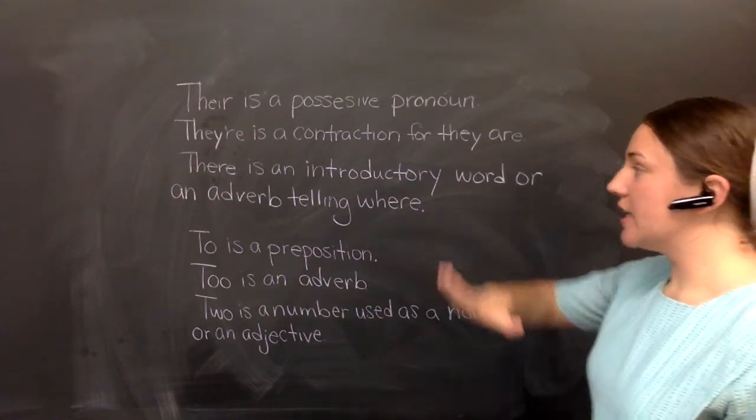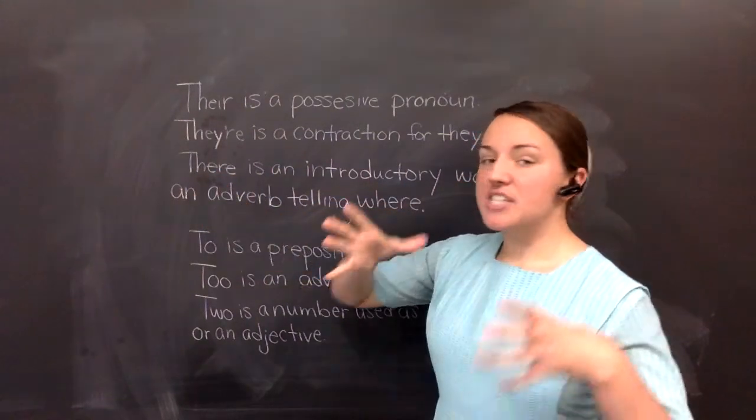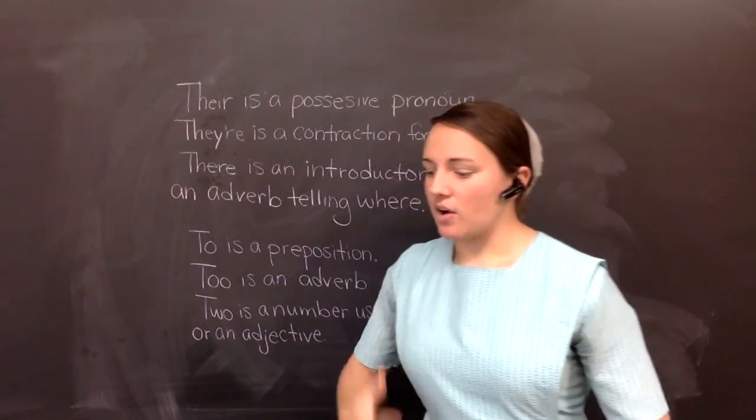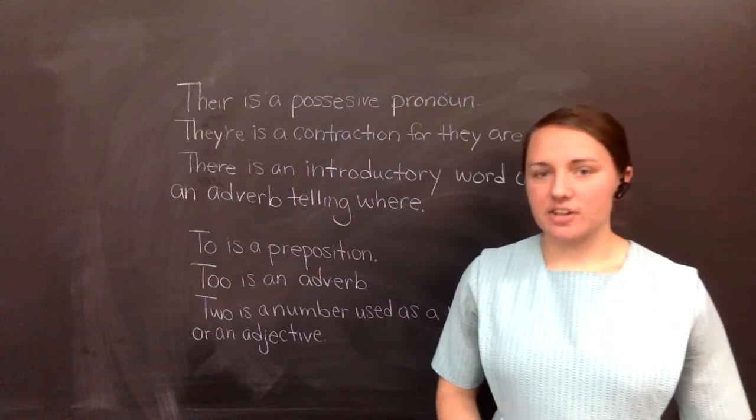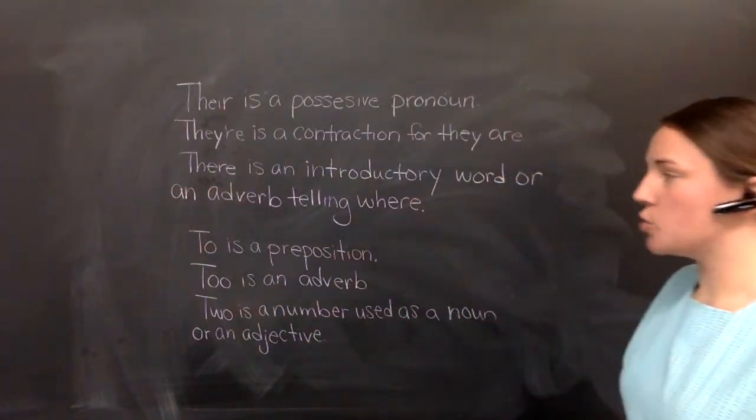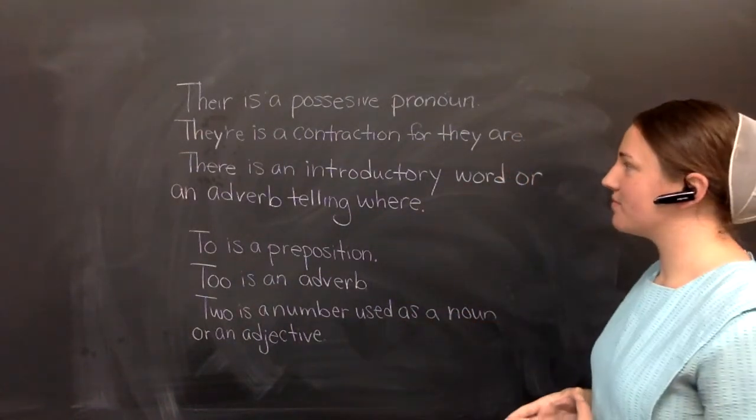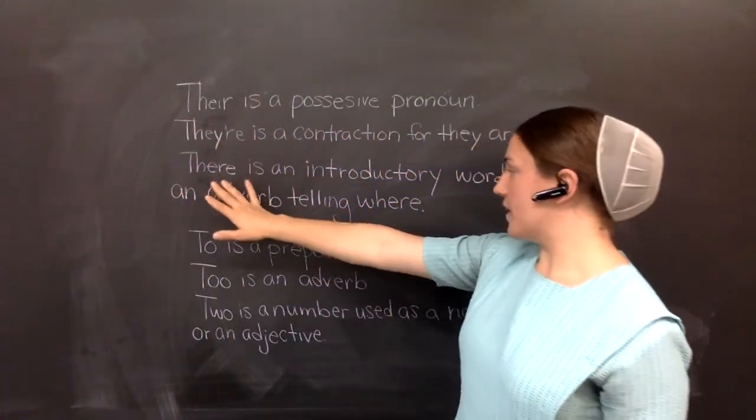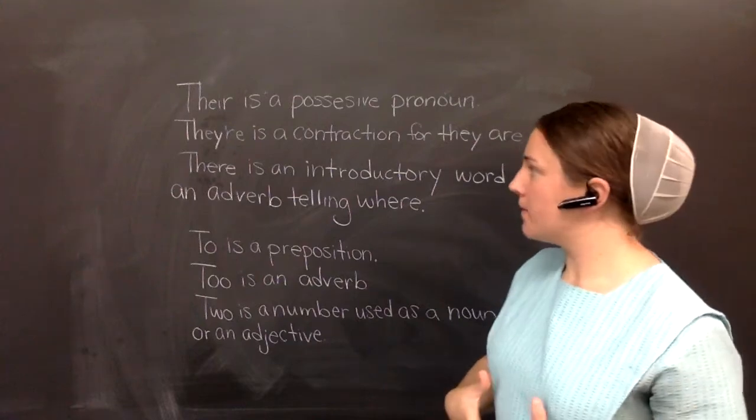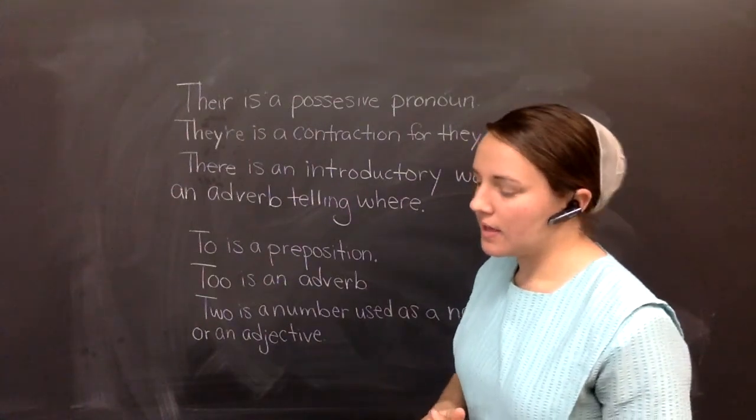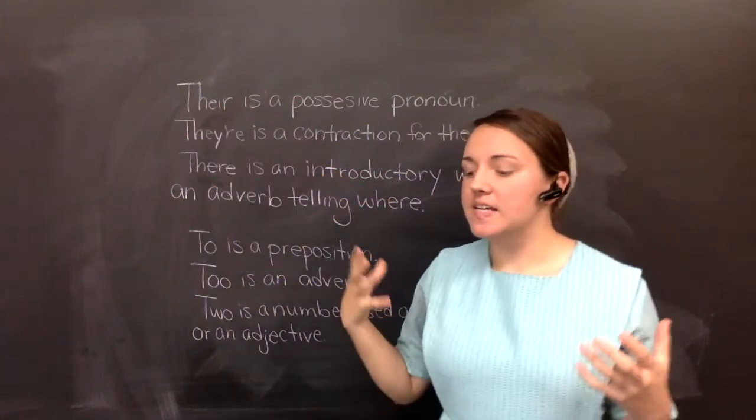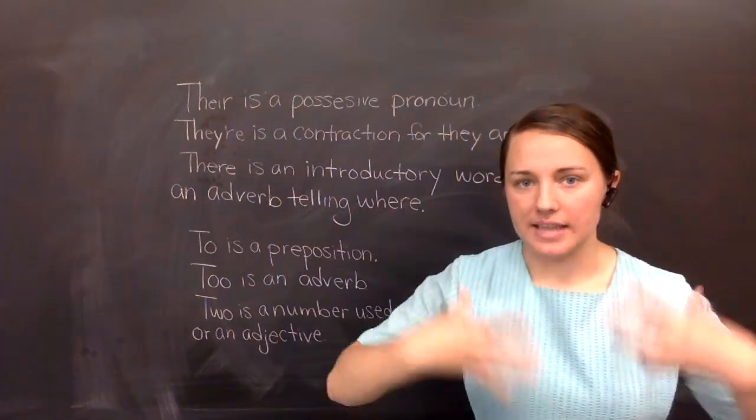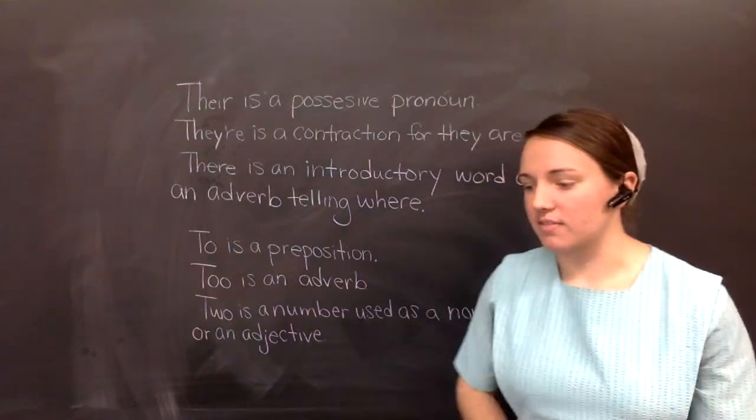You should have chosen this form of there. It's just an introductory word telling that there are 4 cows in the pasture. Now, Samuel and Sarah quickly obeyed their teacher. Which form of there would you want in that sentence? The possessive, the contraction, or the introductory word or adverb? It is the possessive form because Samuel and Sarah quickly obeyed their teacher. It's like they own, like it's their teacher, that type of thing.